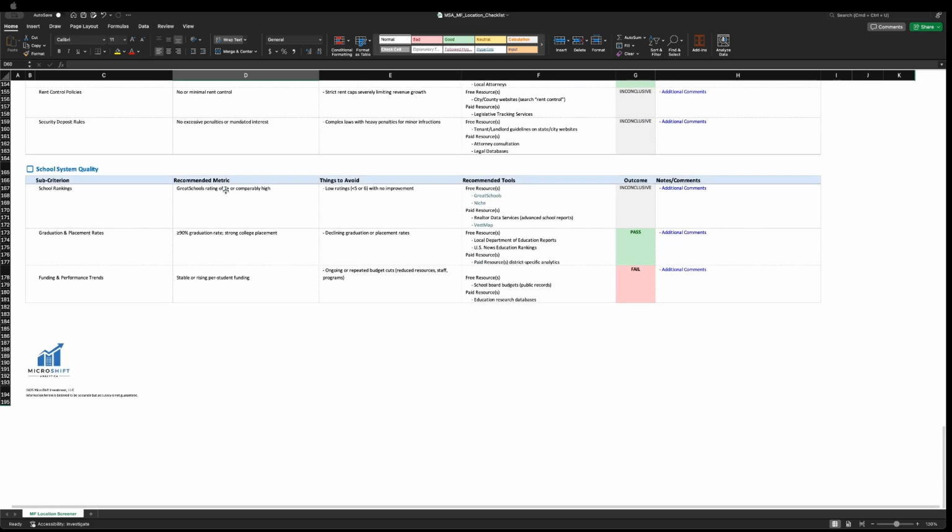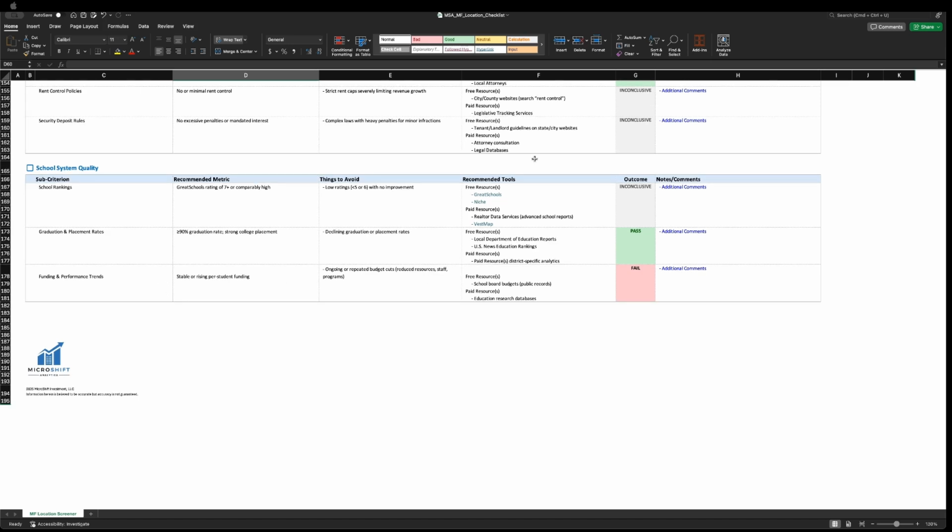Last but not least, school system quality. There's some investors that only want to invest in areas with grade A school system. You can look at school rankings, graduation and placement rates, funding and performance trends. Free resources you can use include grade schools, the local Department of Education reports, or school board budgets. All of that will give you insights into the school standings and the quality of the school system. Other paid resources include educational research databases or VEST Maps. VEST Maps has information on the quality of the school system as well.